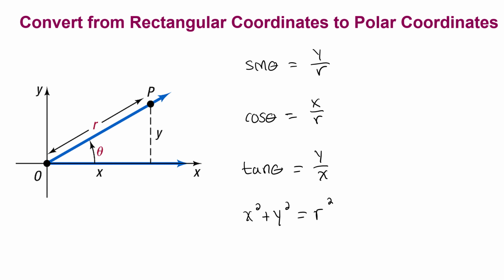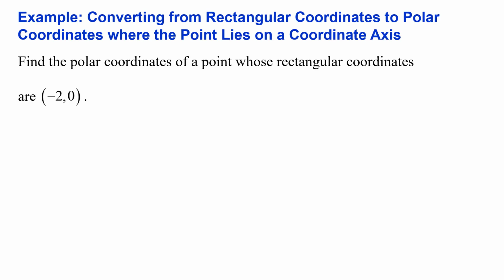Now, there are some unique situations that will occur when converting from rectangular coordinates to polar coordinates. So let's consider a few different examples to explore each of these situations, then we will summarize our observations at the end. In this example, we will be converting from rectangular coordinates to polar coordinates where the point lies on a coordinate axis. Now this problem states, find the polar coordinates of a point whose rectangular coordinates are -2, 0.